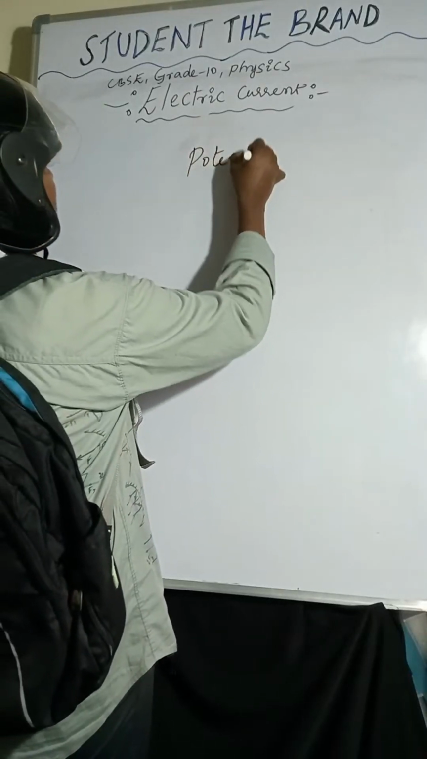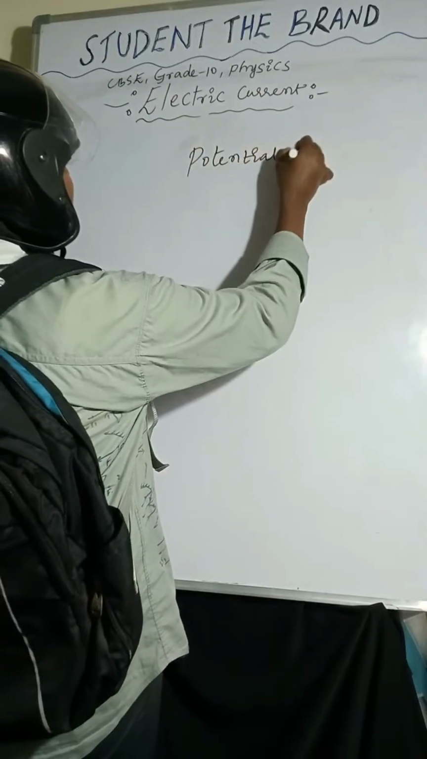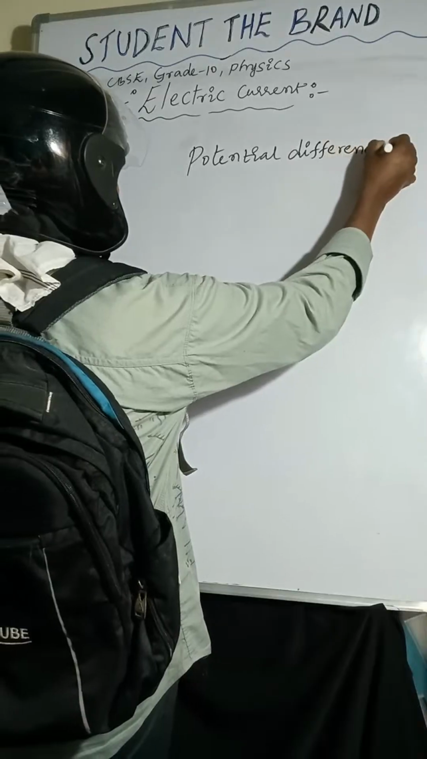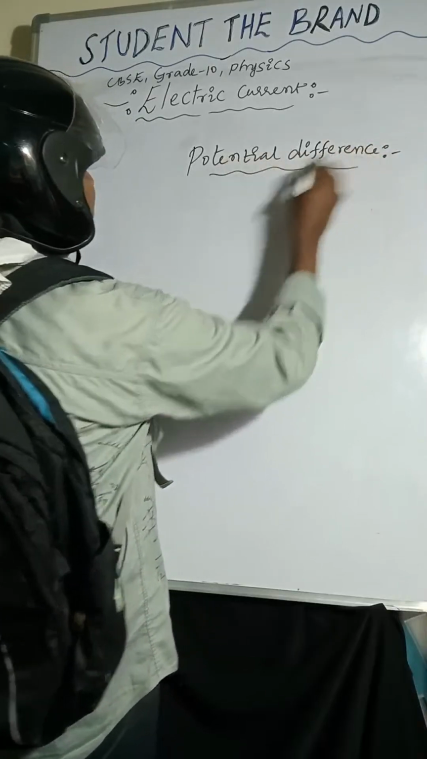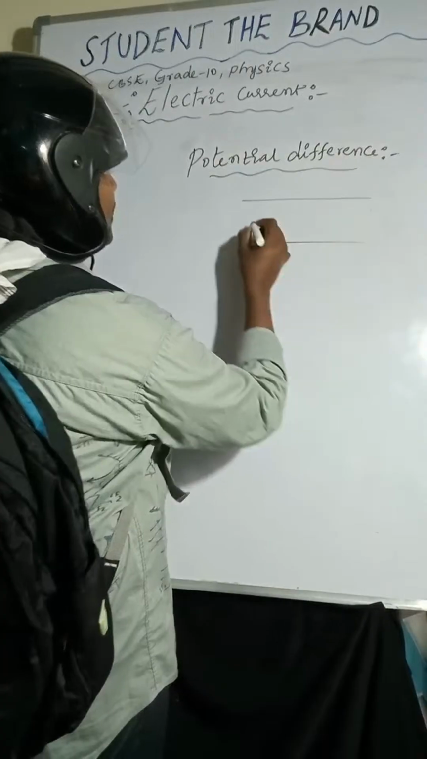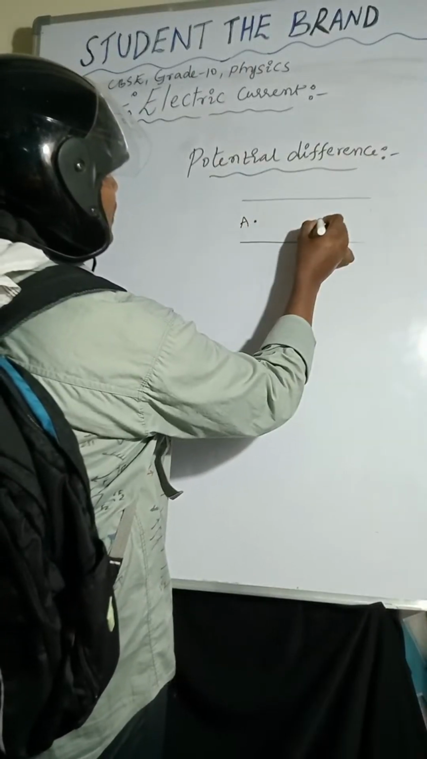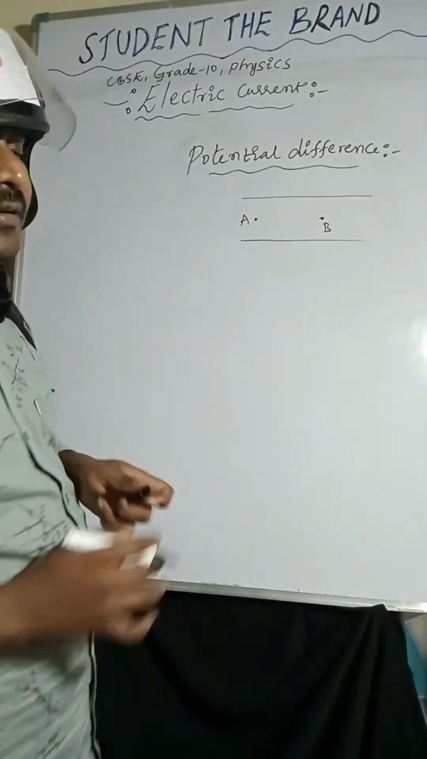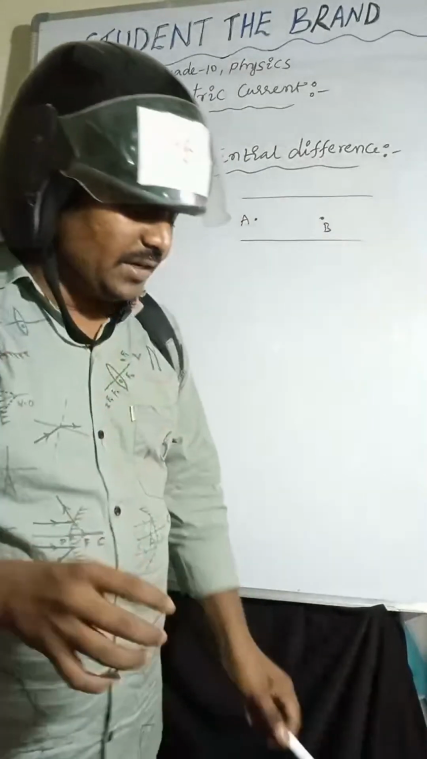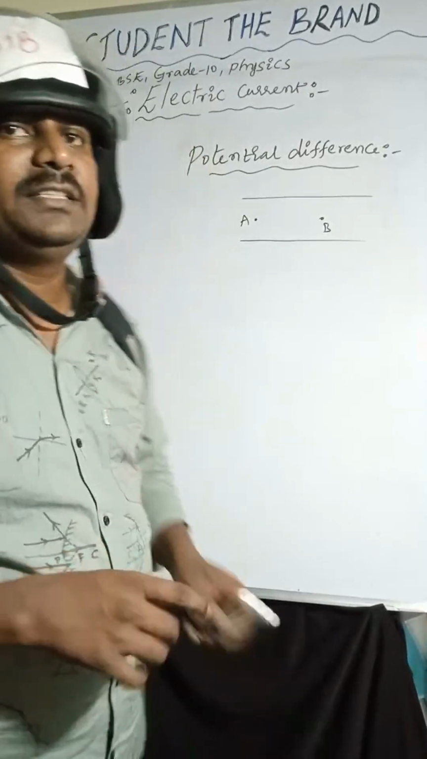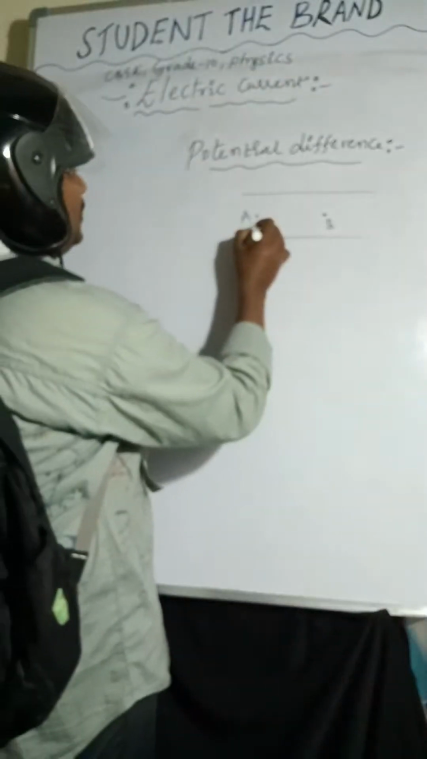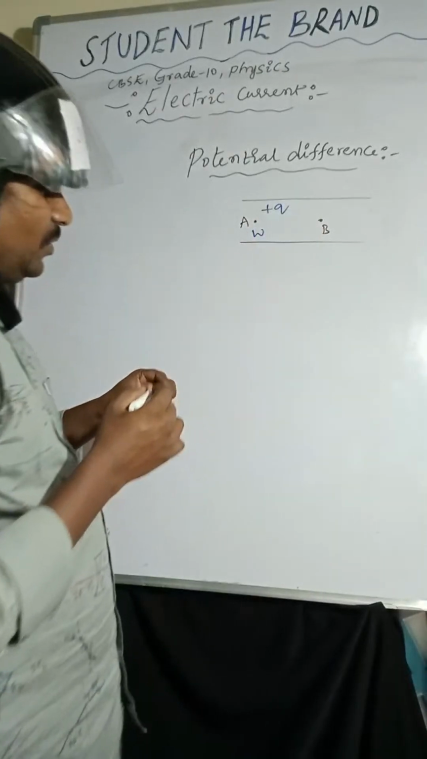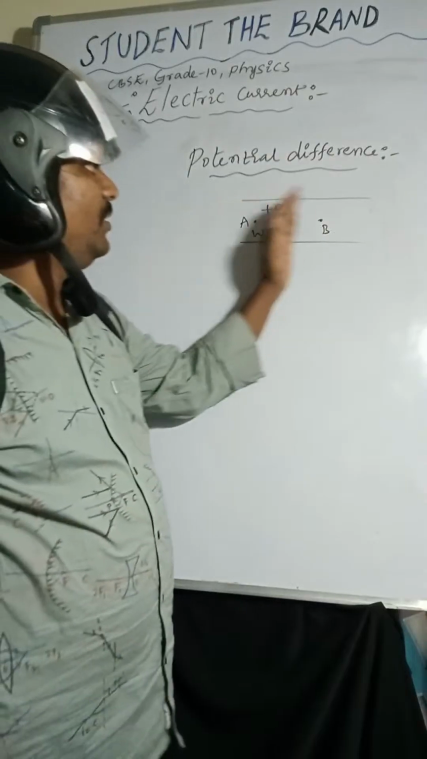Potential difference. Potential difference is nothing but, so I'm taking here, this is one point, this is another point. We are doing some work to bring a unit positive charge. So W is the work. We are doing some work to bring a unit positive charge from one point to another point.